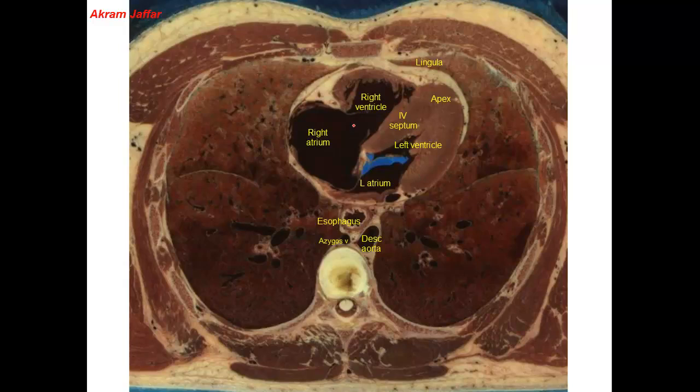And here the right atrioventricular orifice can be seen with the cusps of the tricuspid valve. Again, note that the cardiac impression on the left side is deeper than the cardiac impression on the right side, and that the upper lobe of the left lung has a tongue-like projection, which is called the lingula.